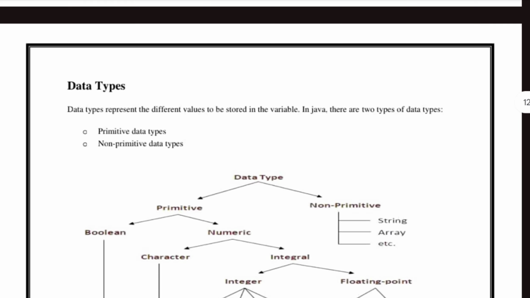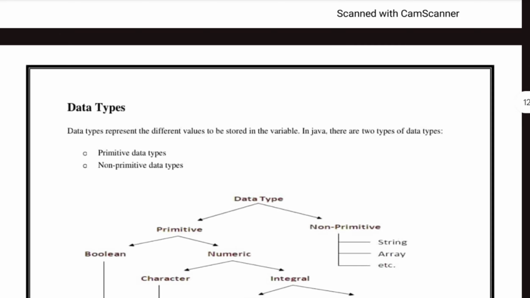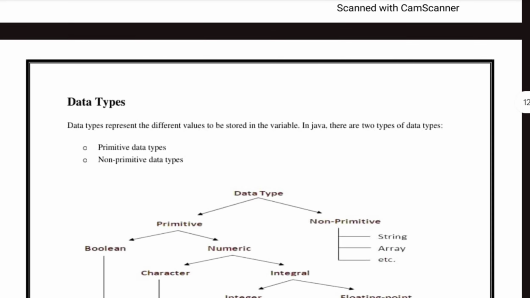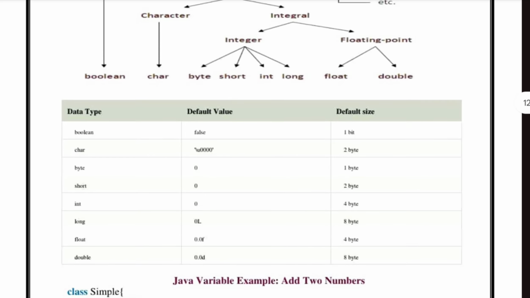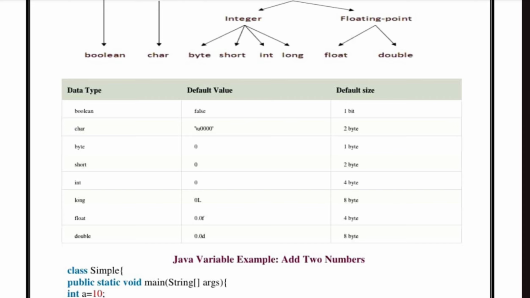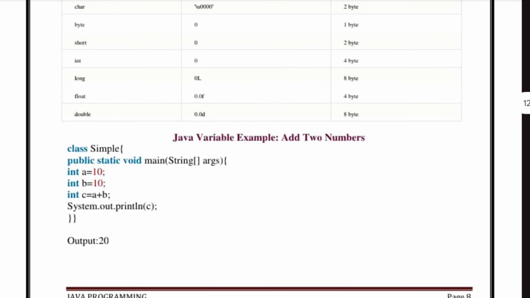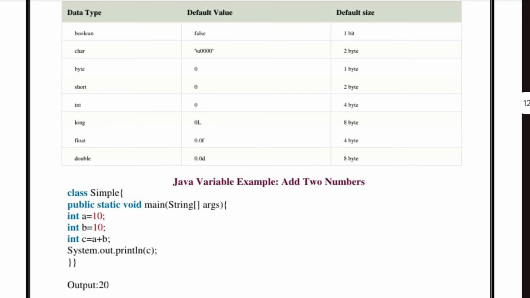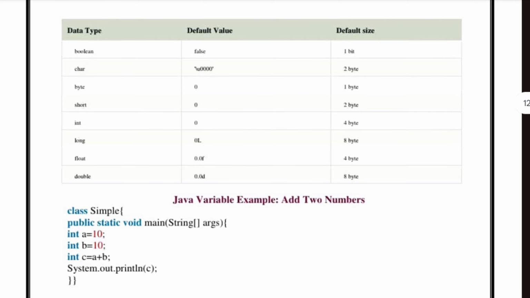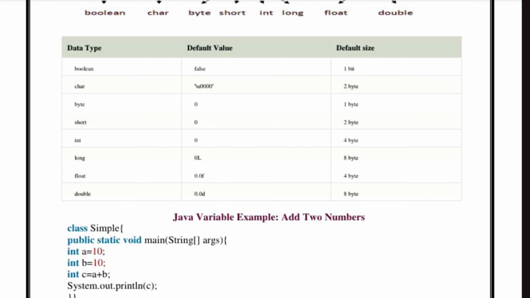Next, third, numeric data types. Numeric data types are used to store numbers. They are divided into integer and floating point types. Integer data types store whole numbers. Examples: byte, 1 byte, byte a = 10. Short, 2 bytes, short b = 10. Long, 8 bytes, long d = 10000L, like that. The most commonly used integer data type is int.